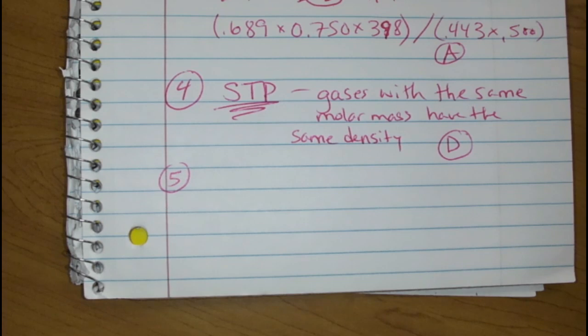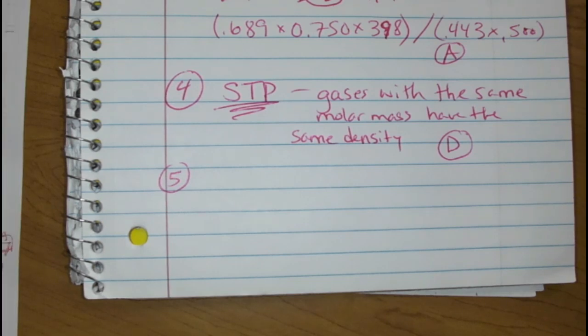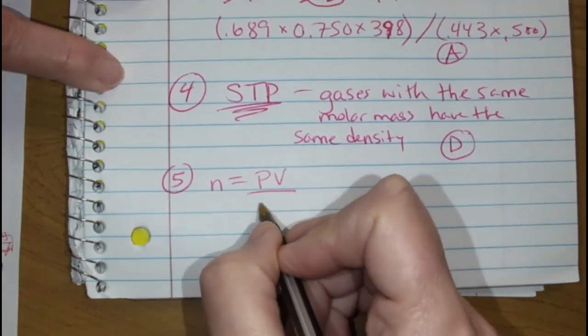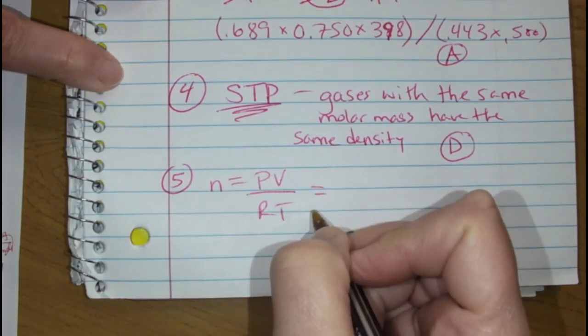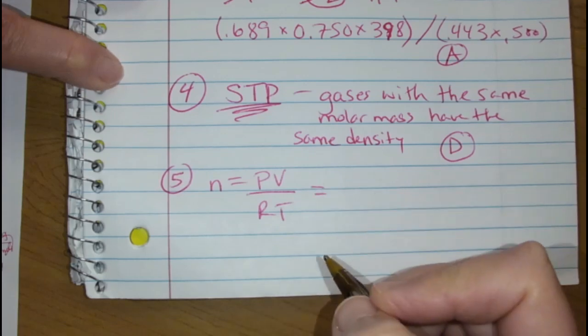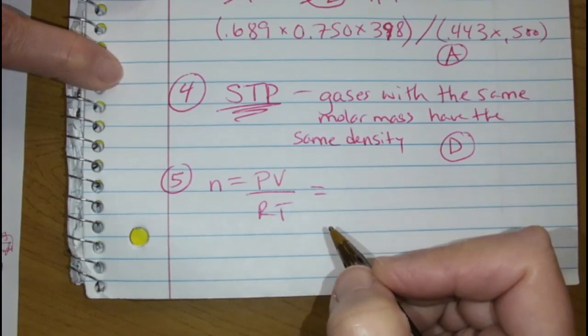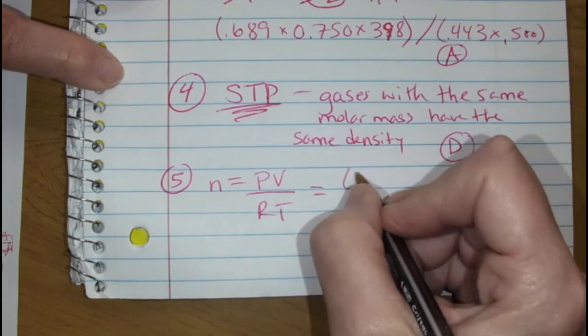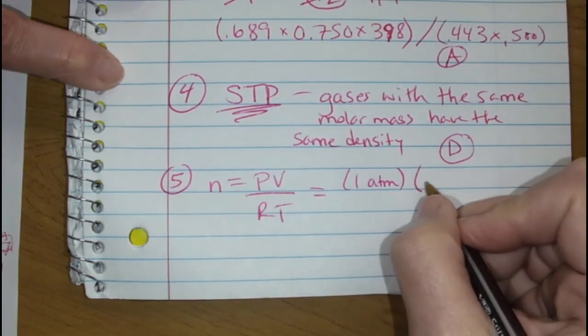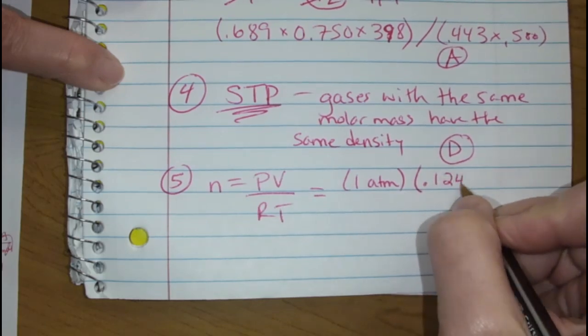In number 5, they ask you to find the molar mass. So they give you the mass, so we're going to have to use PV equals nRT to find the number of moles. So number of moles is going to be PV over RT. And they tell you that the atmosphere is 760 torr. Well, it just so happens that 760 torr is the same as 760 millimeters of mercury, which is the same as 1 atmosphere. So our pressure is 1 atmosphere. Our volume is given as 124 milliliters, but we have to have that in liters, so 0.124 liters.